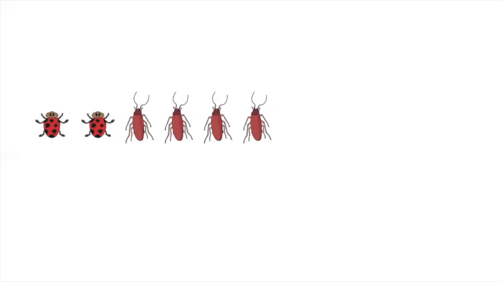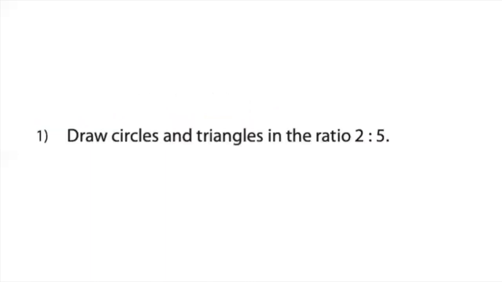Okay, that is now part 1 of our drill. We go now to part 2. In part 2, you need to draw based on the given ratio. Ready? Let's now begin part 2. Number 1. Draw circles and triangles in the ratio 2 to 5.